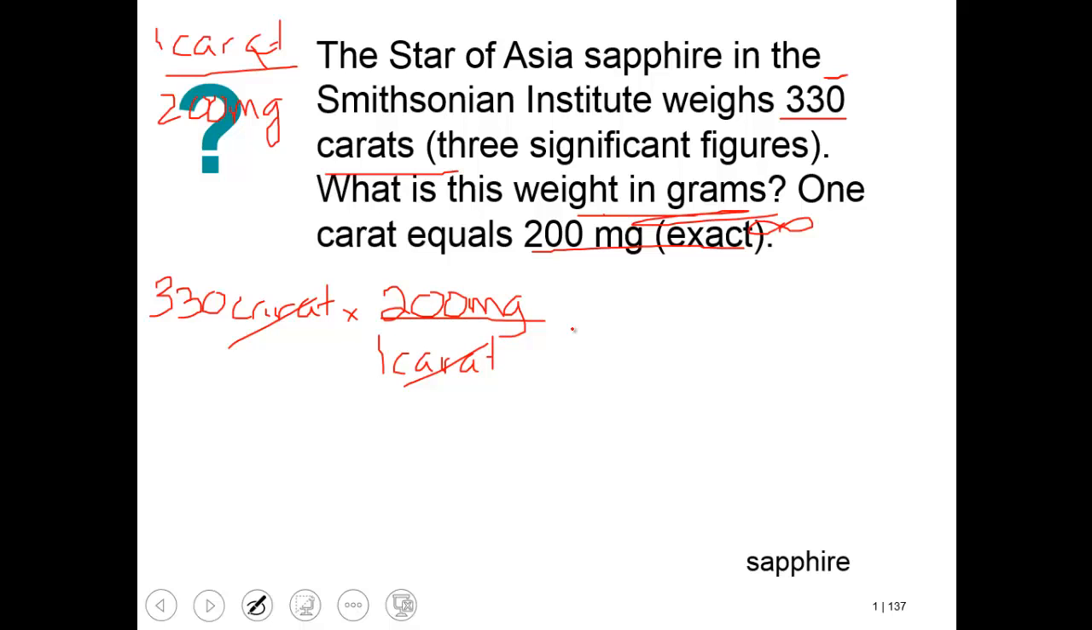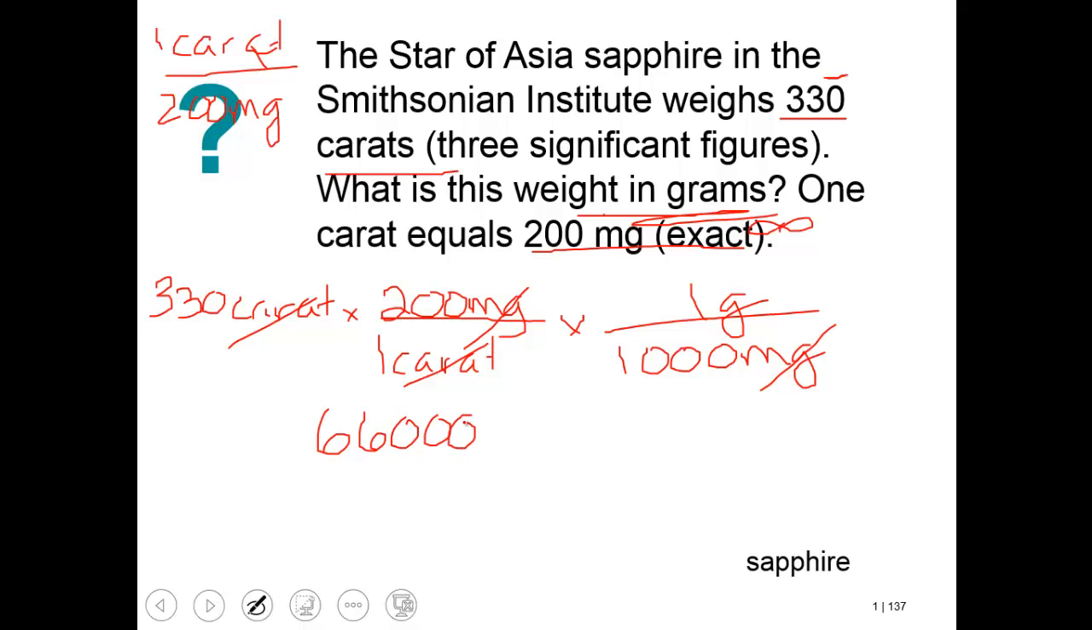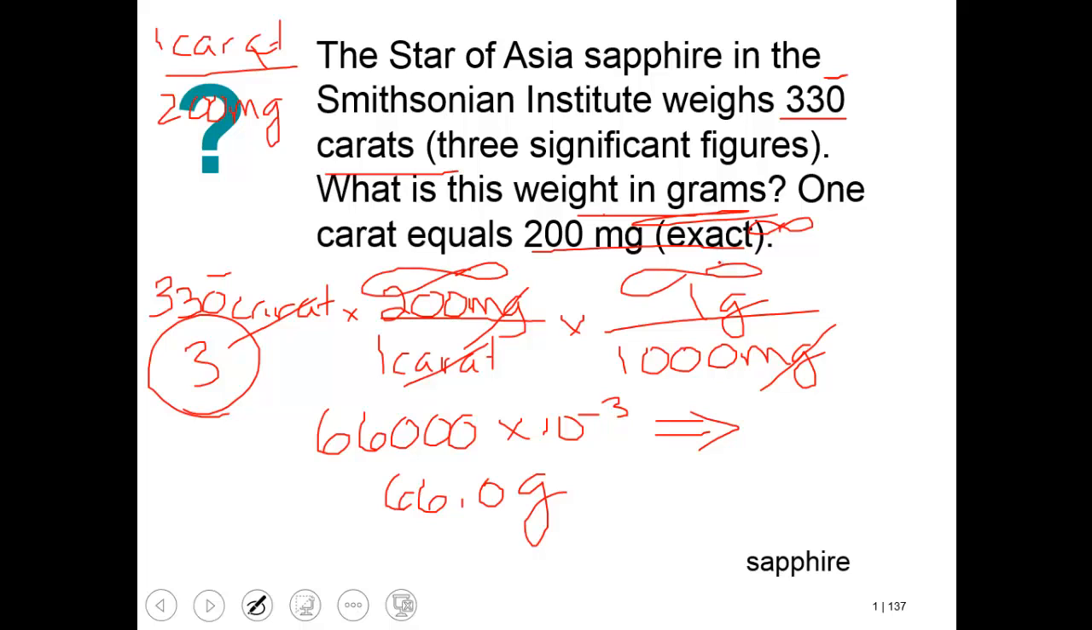But it wants the weight in grams. So we're going to have to get rid of milligrams here and go into grams. So you need to know what your conversion factor is. Hopefully you know there are 1,000 milligrams in 1 gram. So if we multiply the numbers on the top and divide by the numbers on the bottom, we get 66,000 times 10 to the minus 3. We're just looking at our numbers here. What I finally get in my calculator is 66.0 grams. There are 3 sig figs here, an infinite number, so 3 sig figs in my answer. And this is how many grams the sapphire will weigh.